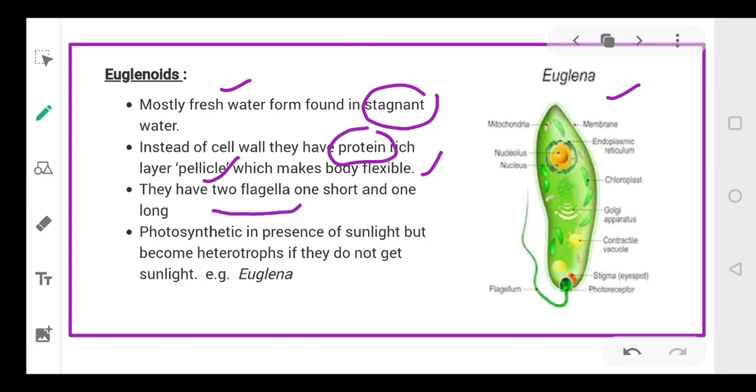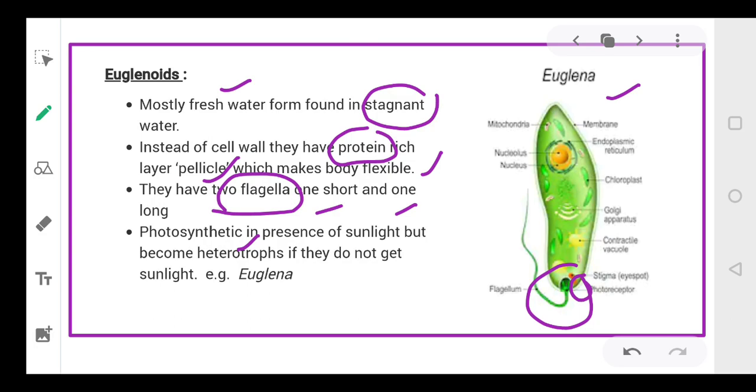They also have two flagella. One is short, one is long. There also you had two flagella, one transversal and another longitudinal. But here there is a difference in size. One is a longer one, another is a very, very short one. So two flagella are present and they are photosynthetic.